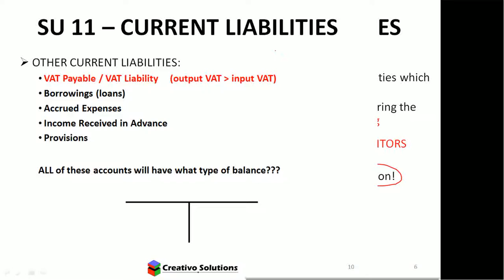Other current liabilities, we spoke about a few earlier. I've tried to give you a bit of a list here. The one that you guys are familiar with, output VAT. What is output VAT? It's a liability. Why is output VAT a liability? Who can explain why? Why is output VAT considered a liability?